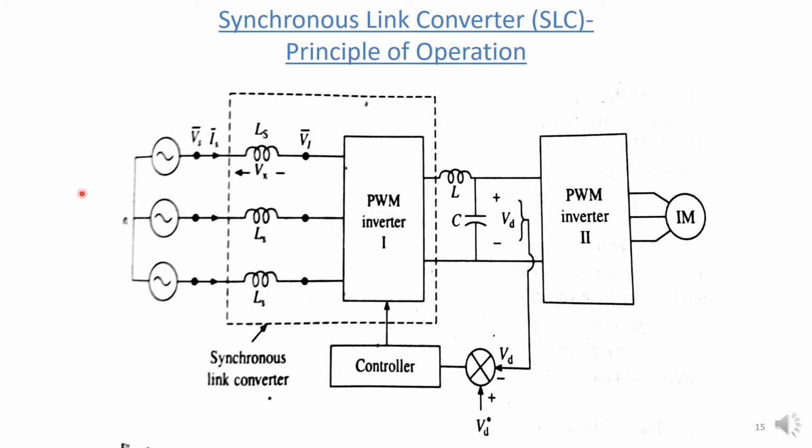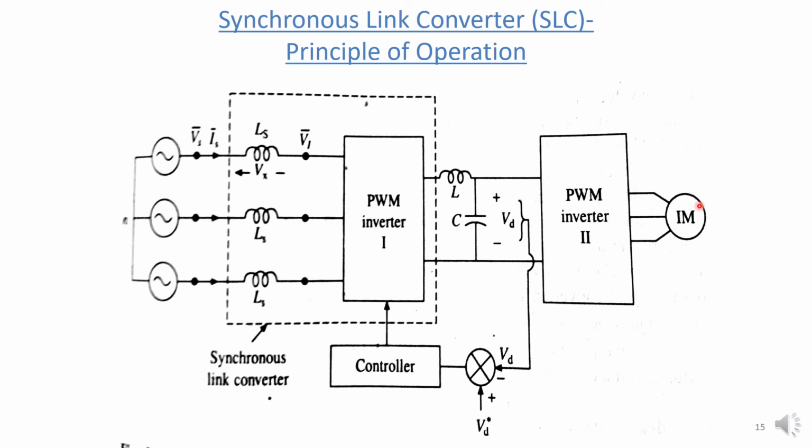The figure shows regenerative braking of PWM inverter feeding induction motor using synchronous link converter. In this figure, we can see the PWM inverter 2 is feeding the induction motor, and we have DC link voltage VD, and between this DC link voltage and supply voltage Vs, we have the synchronous link converter. In this synchronous link converter, we have PWM inverter 1 and inductance Ls. So here the power is drawn from source to the motor during the motoring operation.